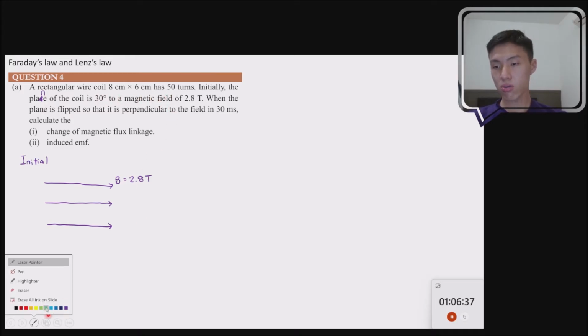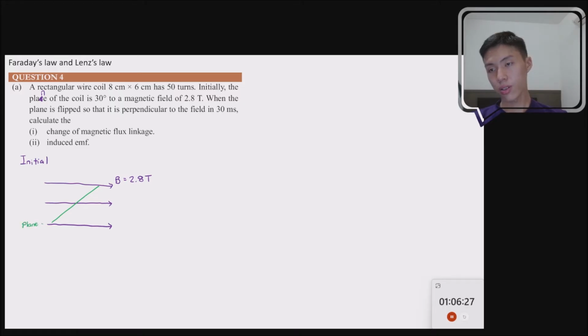So let's use green to represent the plane of the coil. So let's say the plane of the coil is over here. Label as the plane of the coil. And this plane of the coil is making an angle of 30 degrees to the magnetic field. Okay, what do we know about this coil? We know that the area is 0.08 multiplied by 0.06. And we know that the number of turns is 50 turns. Okay, so that is the initial situation.